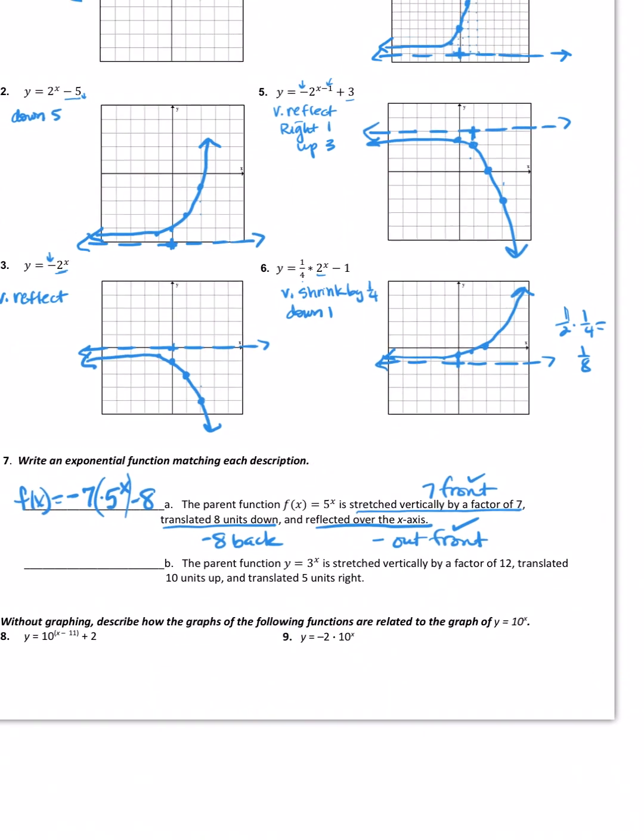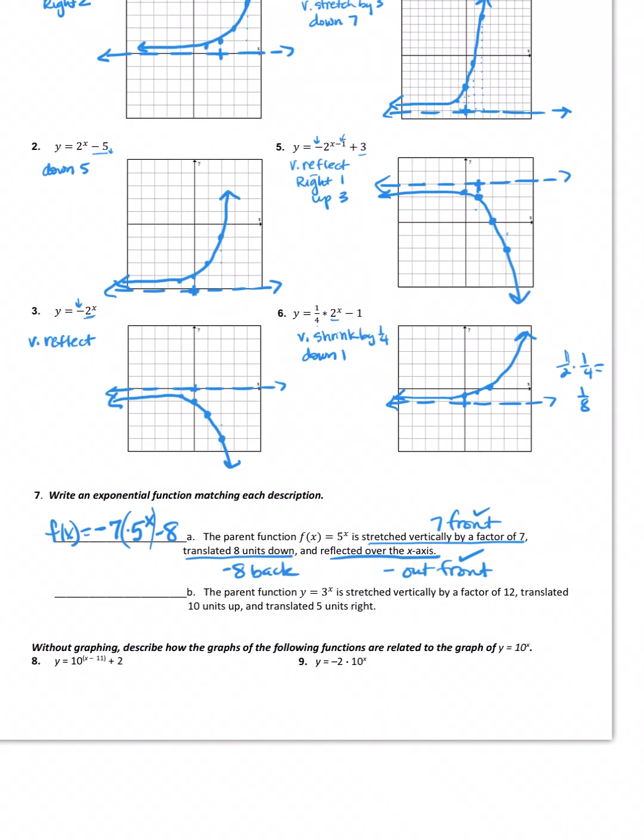Look at B. The parent function is y equals 3 to the x. So this is just the parent. It is vertically stretched by a factor of 12, so that's out front. Translated 10 units up, so that's a +10 in the back. And translated right 5 units, so that would be x minus 5 in my exponent. So let's do that. f of x equals, okay, I don't have any negatives, but I do have a 12 out front, so I need to put that 12. And then I'm going to put my parent function, 3 to the x minus 5. That goes in the parentheses, and then the +10 goes in the back.